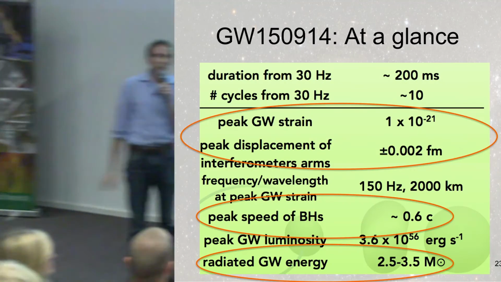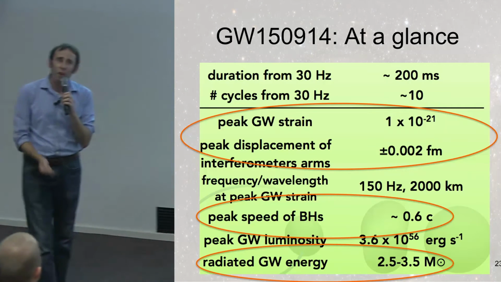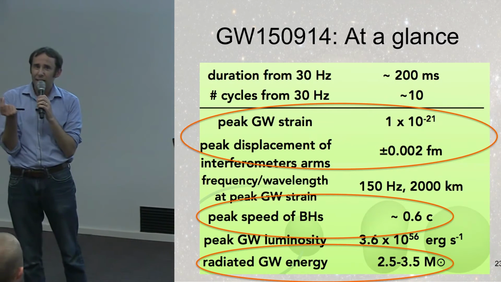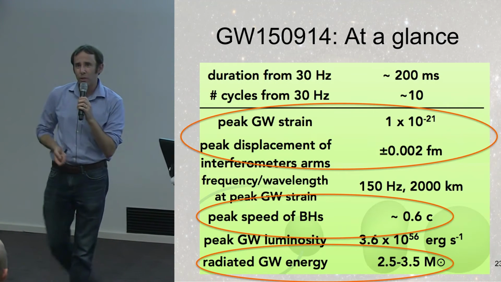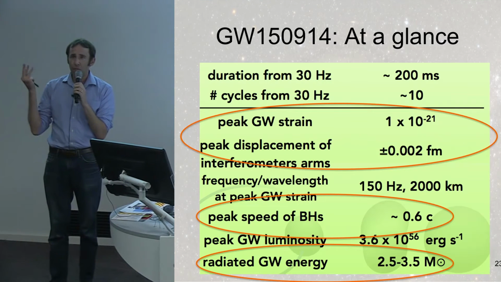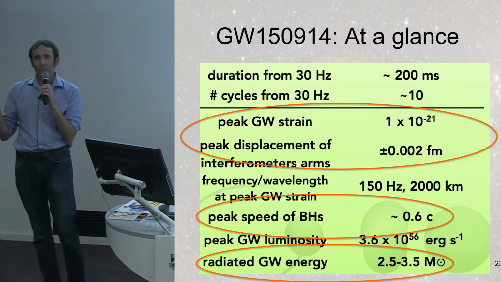How much energy was radiated in gravitational waves? Recall, the gravitational wave signal lasted significantly less than a second. It was in our detector's band for about 0.2 of a second. During this time, there was the equivalent of 3 solar masses of energy radiated.